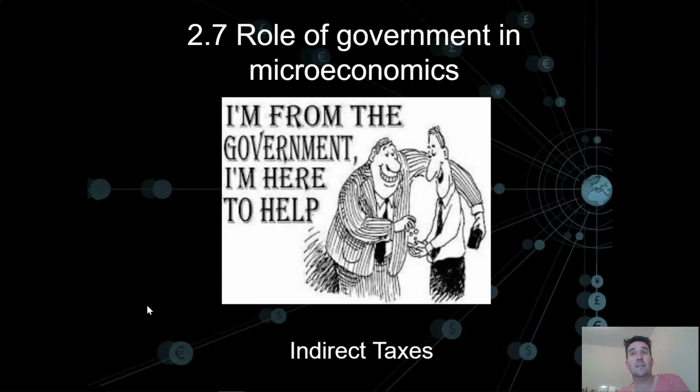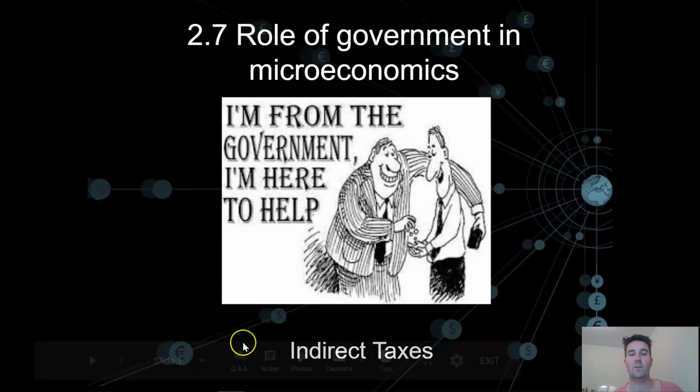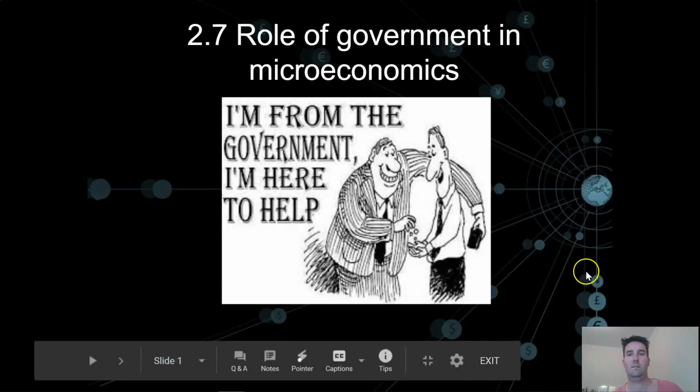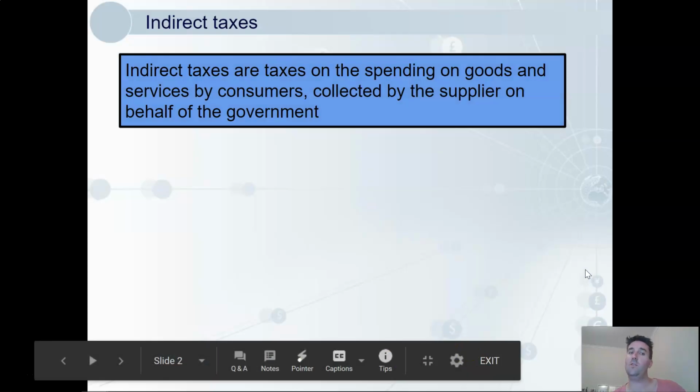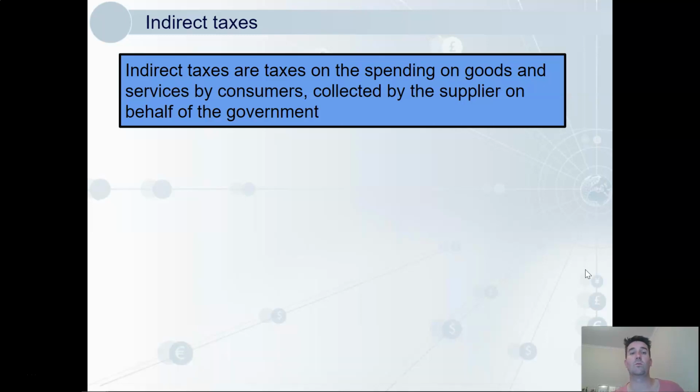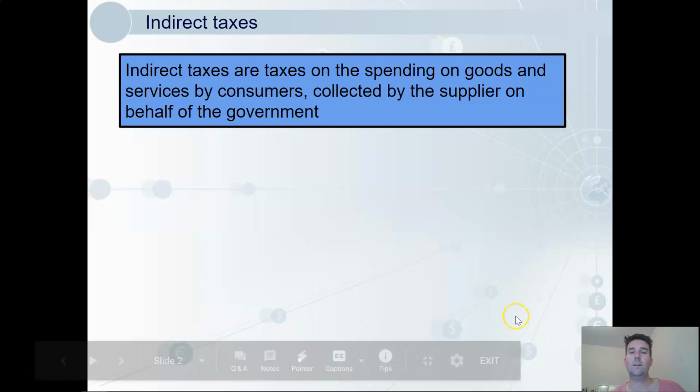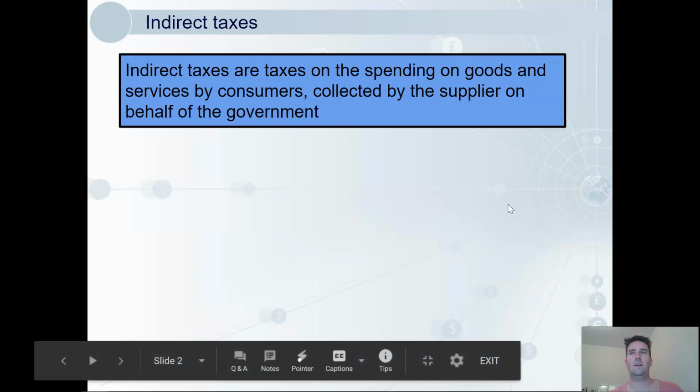Hi everyone, this is a lesson on section 2.7, the role of government in microeconomics, and we'll be focusing on indirect taxes. So indirect taxes are taxes on the spending on goods and services by consumers collected by the supplier on behalf of the government. First, we'll look at the distinction between indirect taxes and direct taxes.